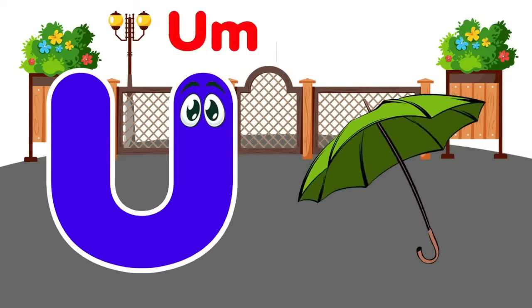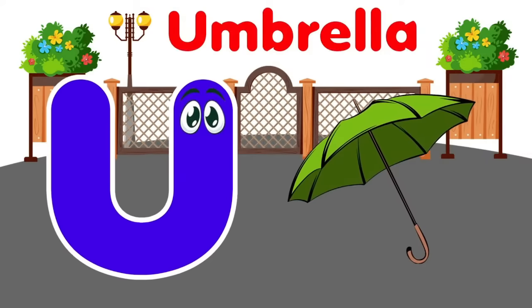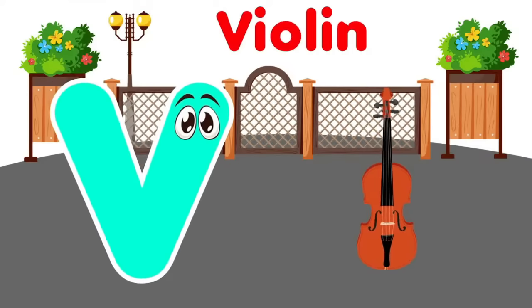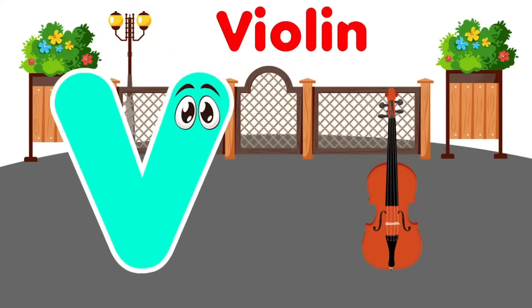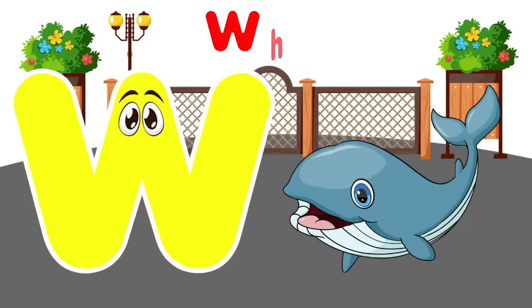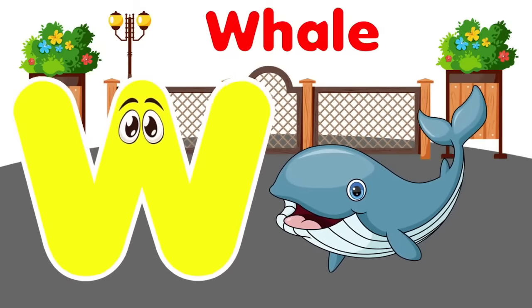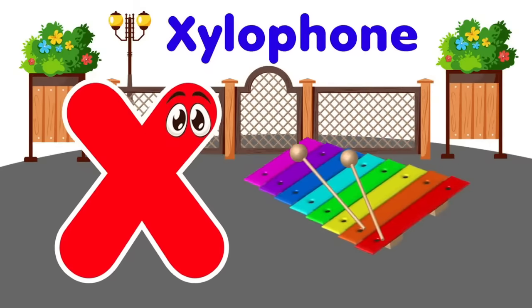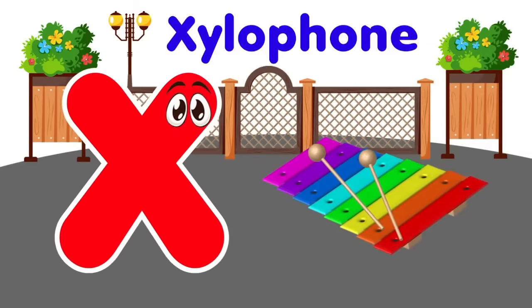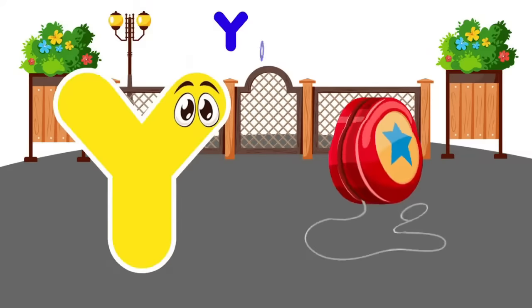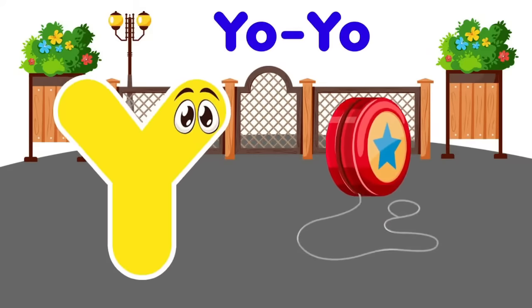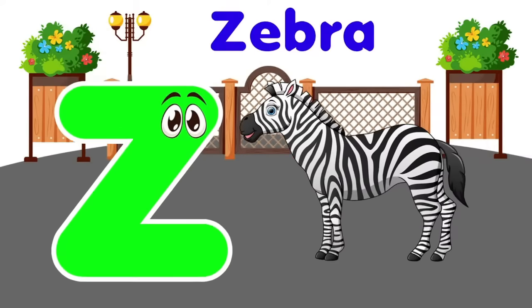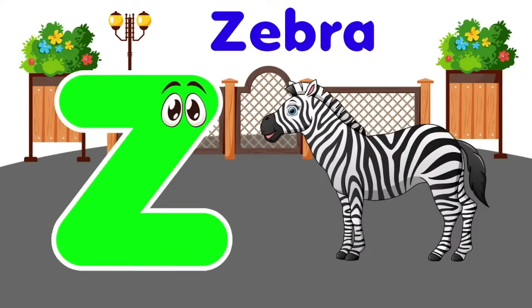U is for umbrella, u, u, umbrella. V is for violin, v, v, violin. W is for whale, w, w, whale. X is for xylophone, x, x, xylophone. Y is for yo-yo, y, y, yo-yo. Z is for zebra, z, z, zebra.